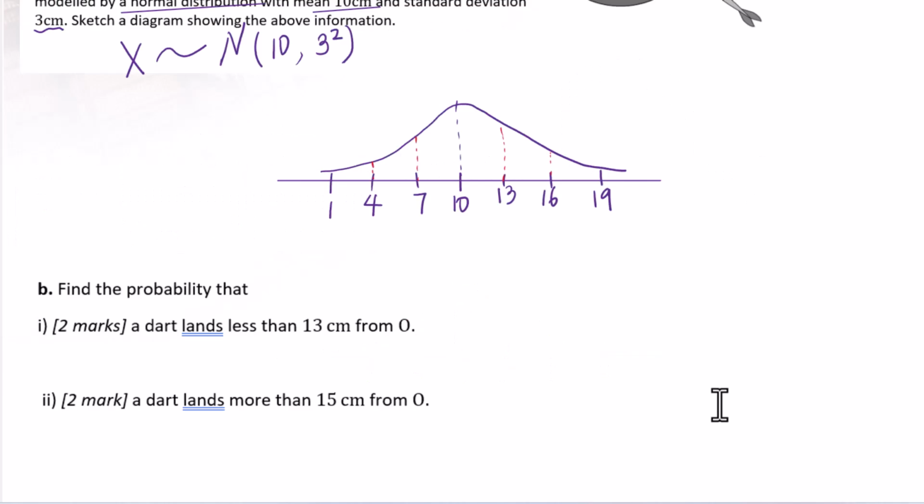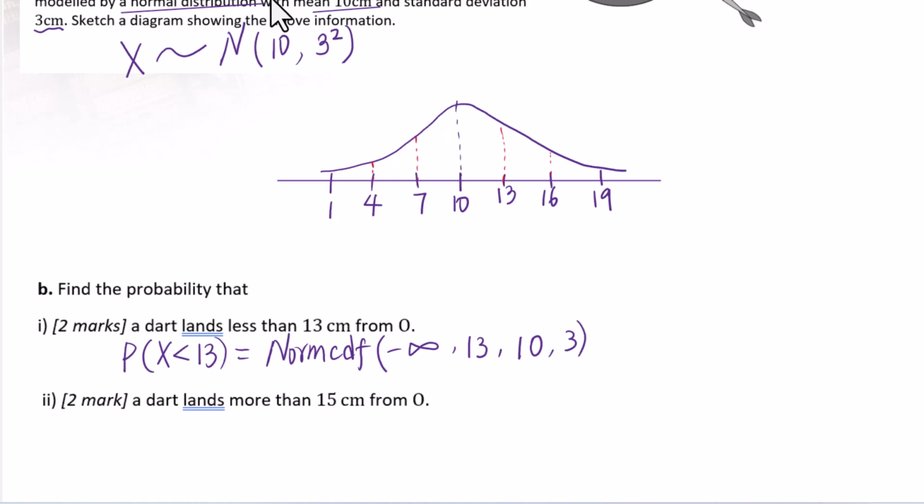B. Find the probability that a dart lands less than 13 centimeters from O. We are looking for the probability of X less than 13. We will use normal CDF. Less than 13, so 13 is the upper bound. Lower bound is negative infinity. Mean is 10. 3 is the standard deviation.